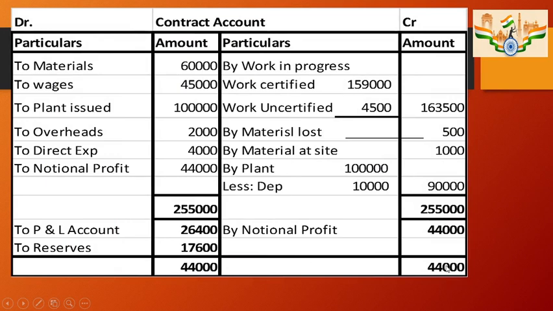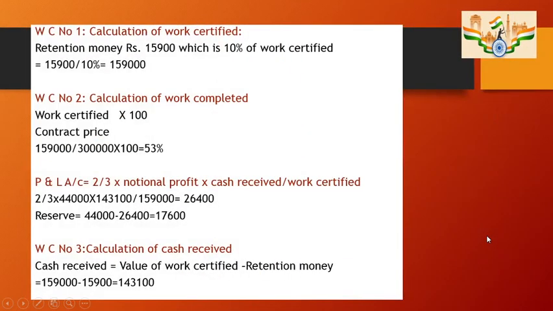44,000. So this is the contract account. To calculate the contract account, we have made some working notes that I have shown in the next slide. So here work certificate we calculated, then work completion we calculated, then how much notional profit is to be transferred to reserve and P&L account, and we have calculated the cash received also. So let's move to balance sheet.